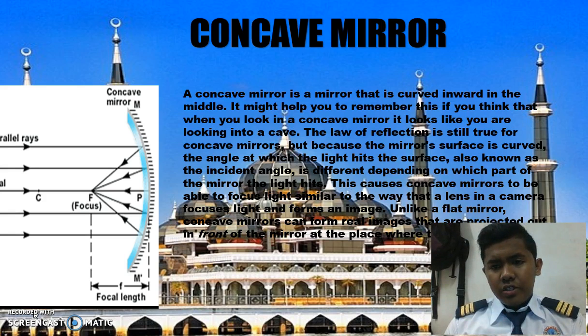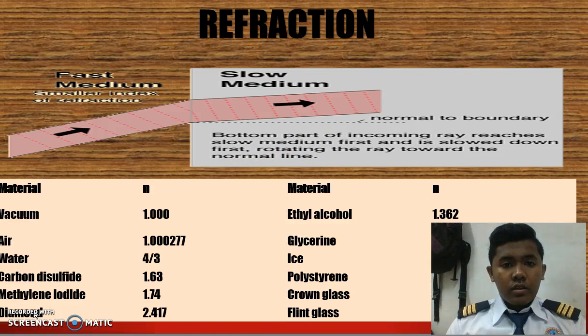The law of reflection is still true for a concave mirror, but because the mirror surface is curved, the angle at which light hits the surface, also known as the incident angle, is different depending on which part of the mirror the light hits. This causes a concave mirror to be able to focus light similar to the way that a lens in a camera focuses light and forms an image. Unlike a flat mirror, a concave mirror can form a real image that is projected out in front of the mirror at the place where the light focuses. Here is a reflection, so you can see the diagram.